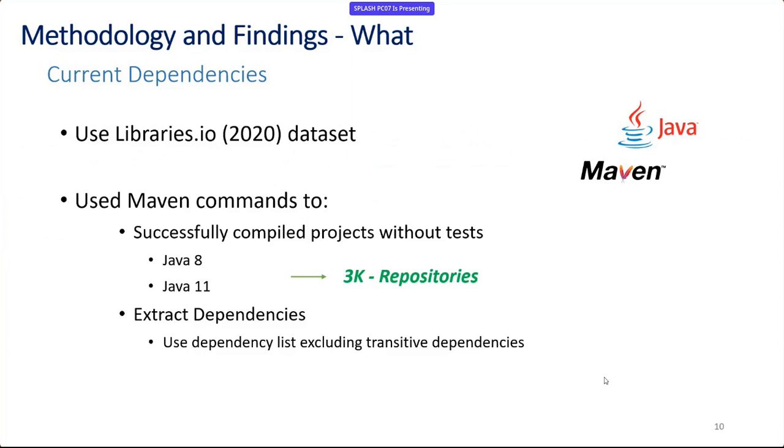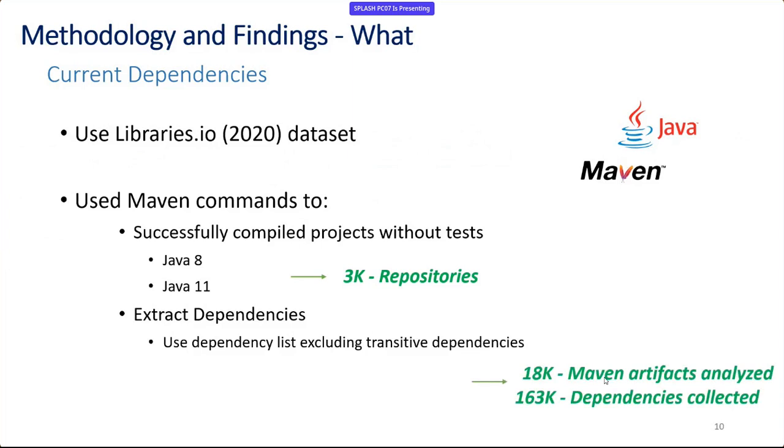Based on these repositories, as you might know, in Maven, a repository can contain multiple child projects. So these projects are uniquely identified as Maven artifacts. There can be a parent artifact, and there can be multiple child artifacts. These child artifacts can also contain their own dependencies. To extract these dependencies, which were in these 3,000 repositories, excluding transitive dependencies, we analyzed 18,000 Maven artifacts, and from those artifacts, we were able to extract around 163,000 of these dependencies.